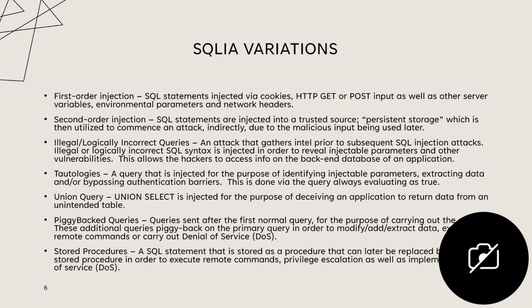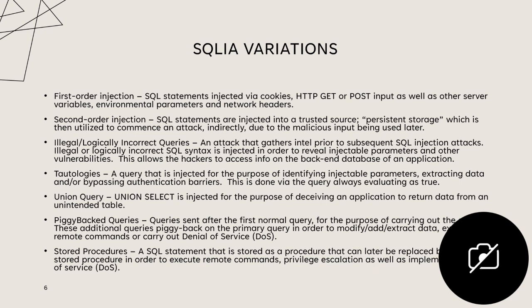Now, with tautologies, a query is injected for the purpose of identifying injectable parameters, extracting data and or bypassing authentication barriers. This is done via the query always evaluating as true. Next, we are going to look at union query. Union select is injected for the purpose of deceiving an application to return data from an unintended table.